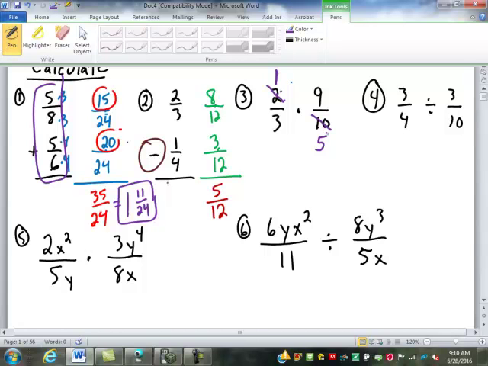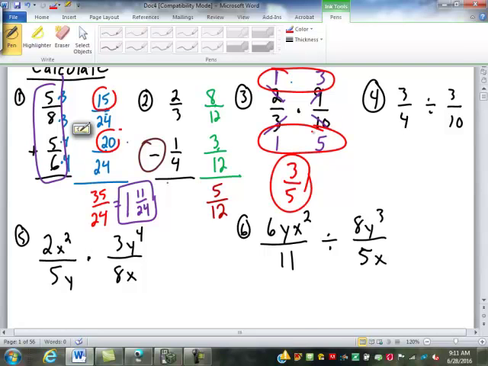Is there anything else we can reduce? 3 and 9 can both be divided by 3. 3 divided by 3 is 1. 9 divided by 3 is 3. And now what's left is pretty simple. You multiply the counts, so the numerators: 1 times 3 is 3. And you multiply the names, or denominators: 1 times 5 is 5. That is 3/5. That would enter into your calculator exactly the same way as that first one, 2ABC3 times 9ABC10.